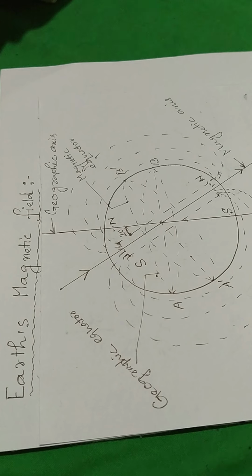Now, magnetic elements of the Earth. The magnitude and direction of the magnetic field of the Earth at a place are completely given by three quantities known as magnetic elements. They are number 1, magnetic declination; number 2, magnetic inclination or dip; and number 3, horizontal component of the magnetic field of the Earth.